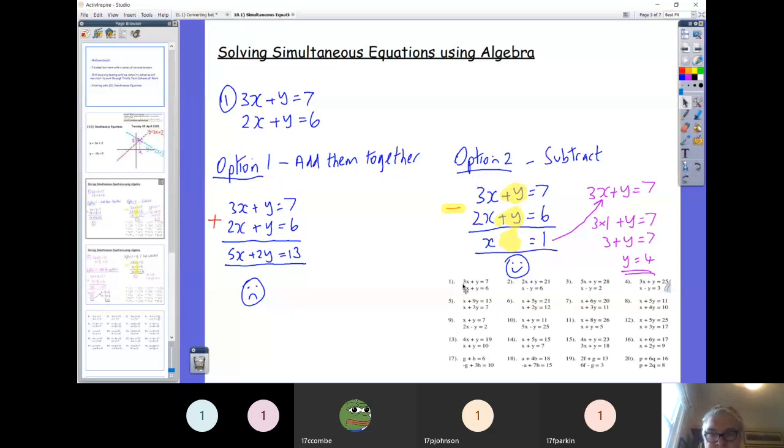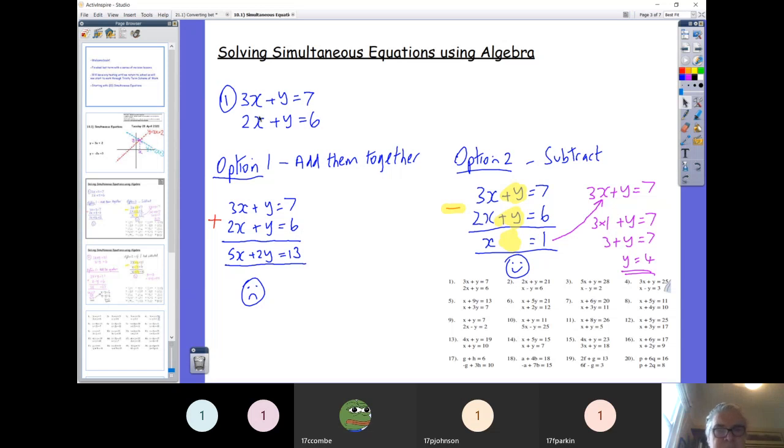So I've just taken the first one as an example. We've got 3x plus y equaling 7 and 2x plus y equaling 6. Those are our two equations. Now, with all of these, you're going to have a choice to do one of two things. You can either add the equations together, or you can take one equation away from the other. Both of them mathematically work, but only one of those decisions will allow you to what's called eliminate, to get rid of one of the variables. So we'll either get rid of x or we will get rid of y. So you'll see what I mean in a minute.